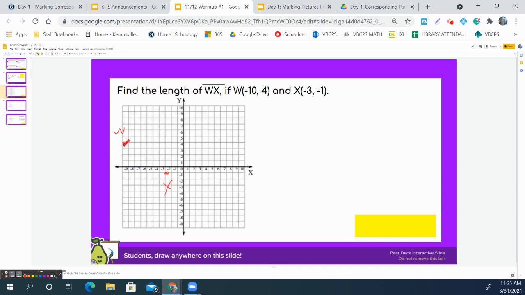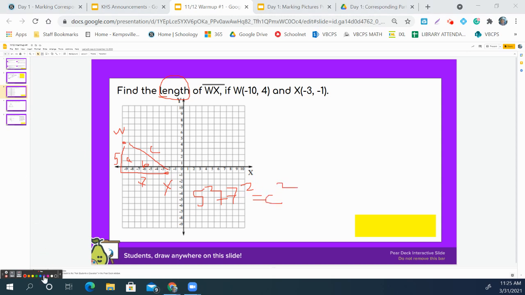You can draw your triangle if you are a visual learner, right? So I went down 1, 2, 3, 4, 5. That side of the triangle is 5. And then I went right 1, 2, 3, 4, 5, 6, 7. I'm not going to write this as a slope because I'm looking for length. But what I can do is Pythagorean theorem. A squared plus B squared equals C squared. The two legs squared equals the third side. So 5 squared plus 7 squared equals C squared.